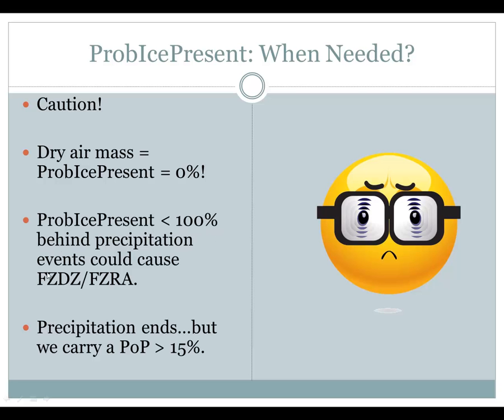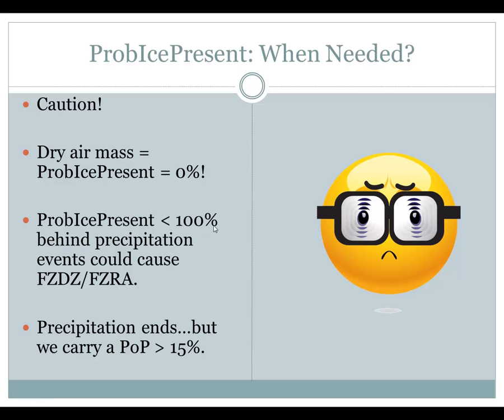populated behind precipitation events, behind a precipitation shield where you're actually drying out the environment. Because on the very edge of the precipitation shield, you'll see freezing drizzle and freezing rain show up if you have that probability of ice present grid there.